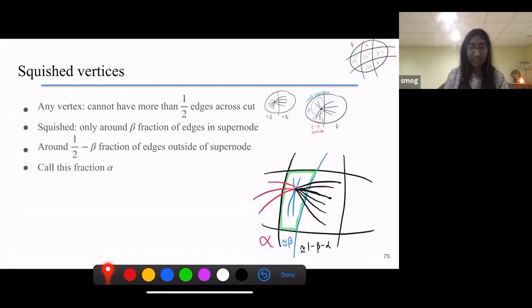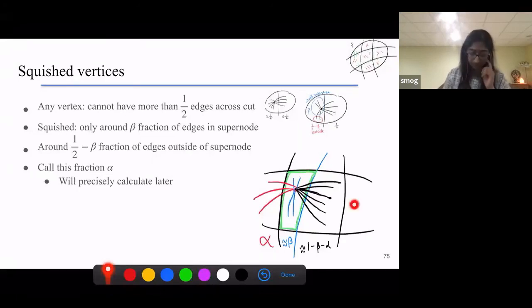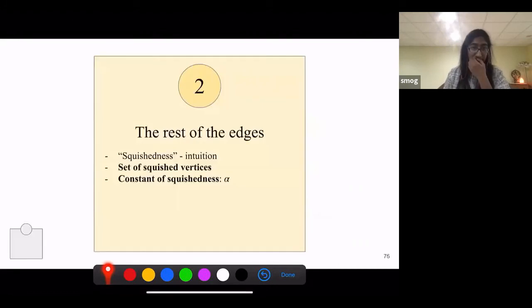We're going to call this fraction alpha. And we can prove that at least alpha of your edges must go outside of your big supernode. We can calculate this, but it's just a bunch of algebra, and it's similar to our argument from before, so we won't go over that today. Okay, so we have a guarantee on the number of edges coming out of squish vertices.